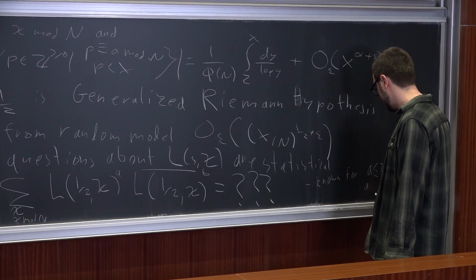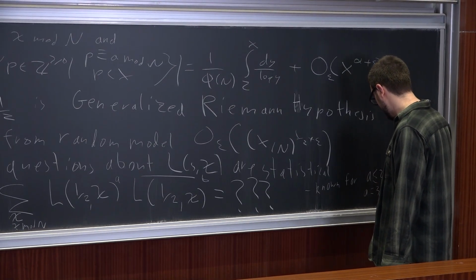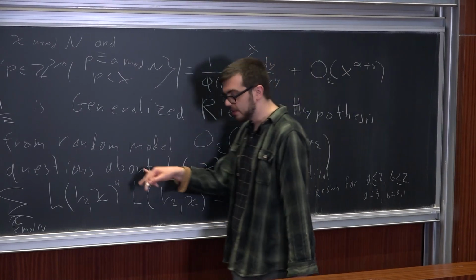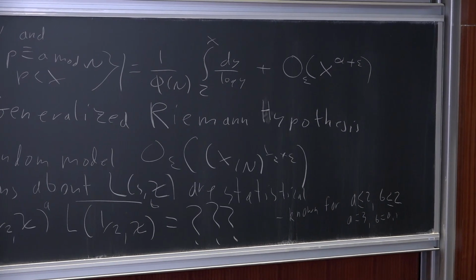And then maybe a equals 3, b equals 0, 1, something like that. So it's only known for a few values of a and b.